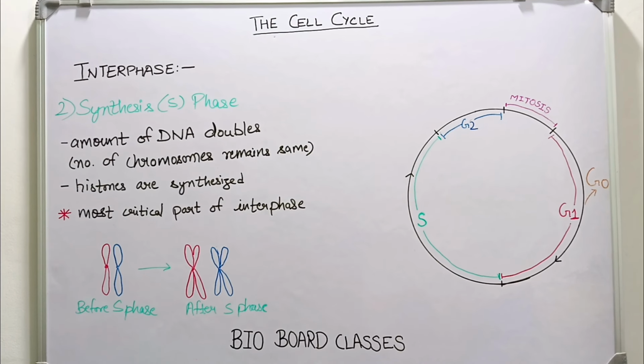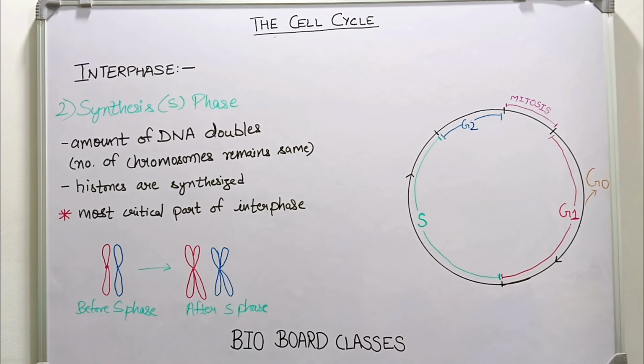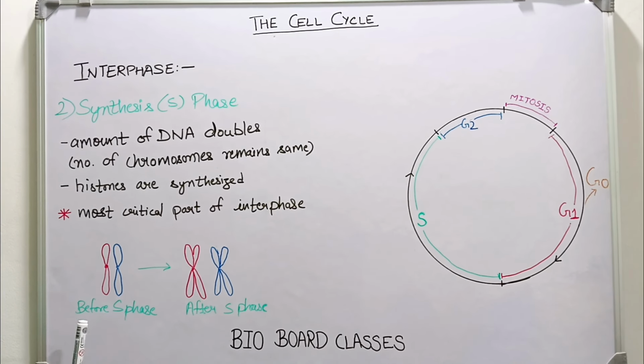As you can see here, before the S phase, there are two chromosomes. How do we calculate the number of chromosomes on the basis of the centromere? So there are two chromosomes. There are also two chromosomes after the S phase, but the amount of DNA is double. Now there are two sister chromatids. So the number of chromosomes is the same, but the amount of DNA is doubled.